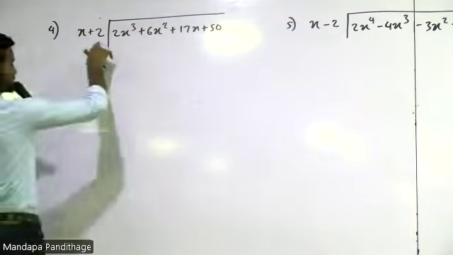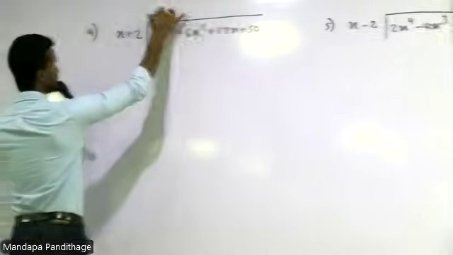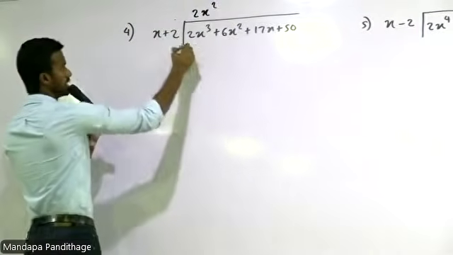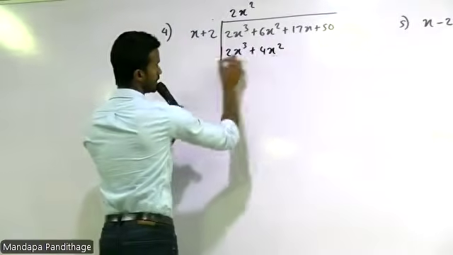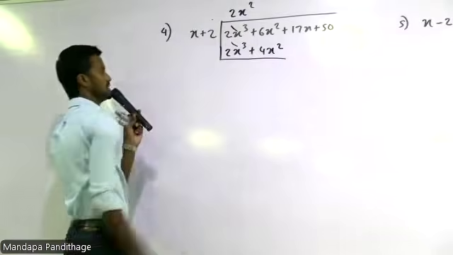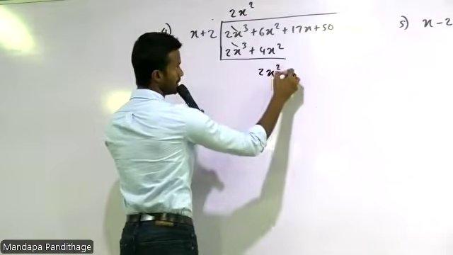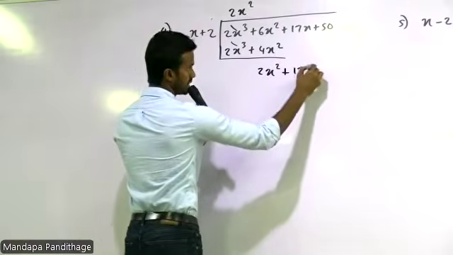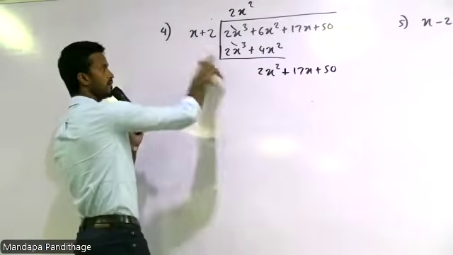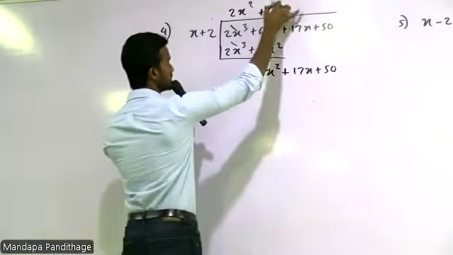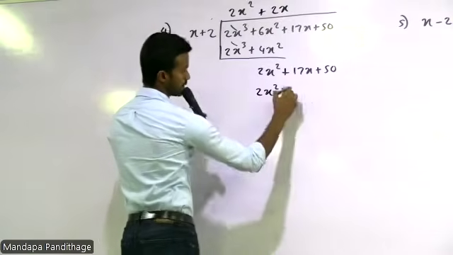Okay, I'll start from question number 4. So 2x cubed is divided by x, which gives you 2x squared. When you multiply, it's 2x cubed plus 4x squared. So these two cancel off. 6x squared minus 4x squared is 2x squared. And these two come down, 17x plus 50. So 2x squared, when you divide by x, is 2x. When you multiply, it's 2x squared plus 4x.